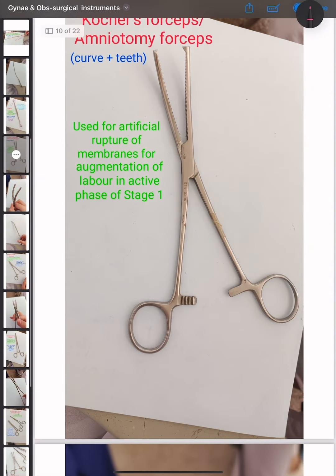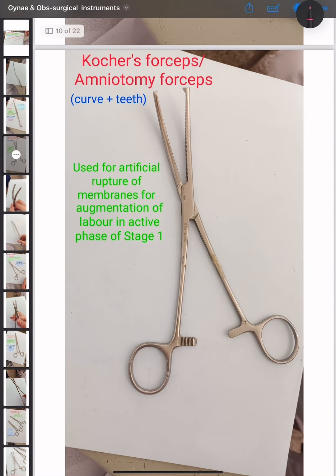The next one is Coker's forceps, also known as amniotomy forceps. These have curve-like teeth here. This is Coker's forceps, Coker's teeth. Just remember it like this. It is used for artificial rupture of membranes for augmentation of labor in the active phase of stage 1. For what purpose is Coker's forceps used? It is used for the induction of labor.